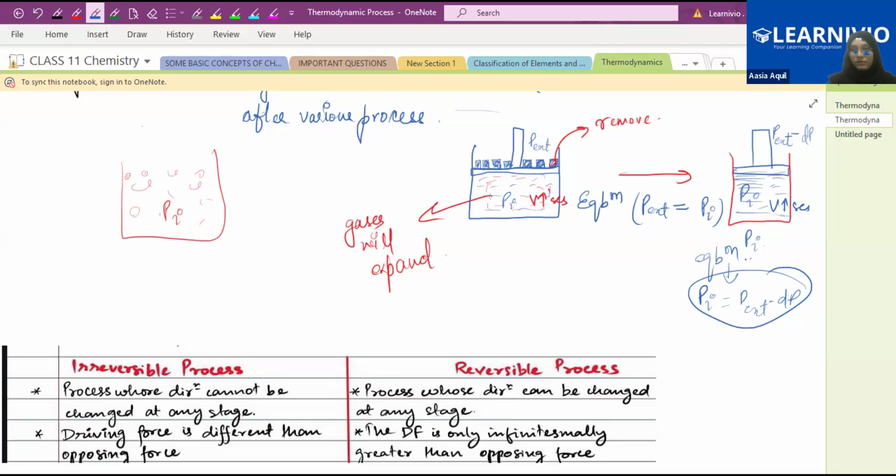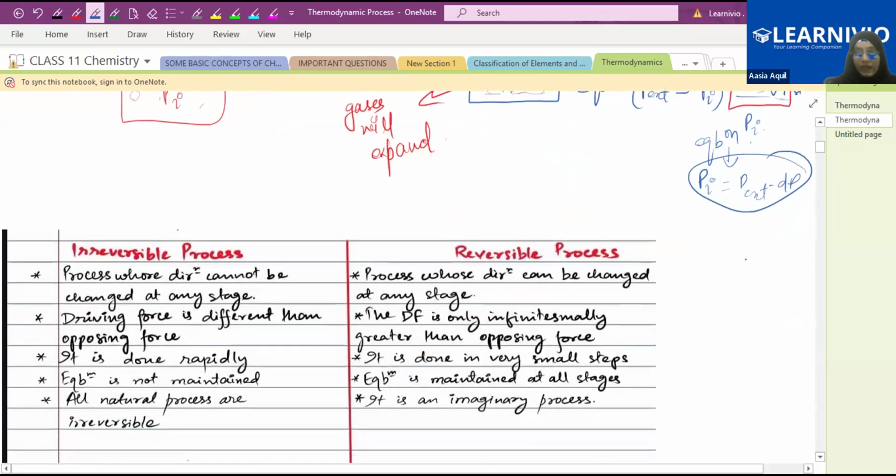Yes, ma'am. So see, this reversible process is a process in which the direction can be changed at any stage. The direction of the reaction can be changed at any stage. So that's a reversible process. Okay, so first point. And what is an irreversible process? The process whose direction cannot be changed at any stage, right?